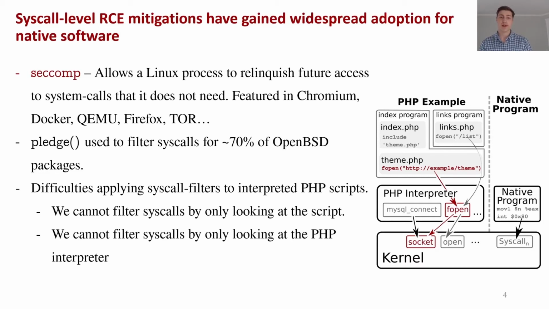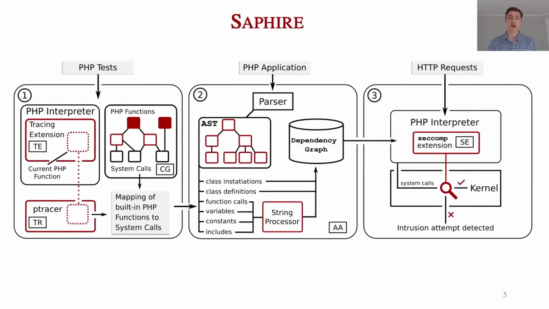To address these difficulties, we built Saphire, which is our system to automatically formulate restrictive syscall filters for individual scripts in a PHP application. We can apply these filters to a live web app to limit the potential damage of an RCE attack. Saphire is split up into 3 stages.